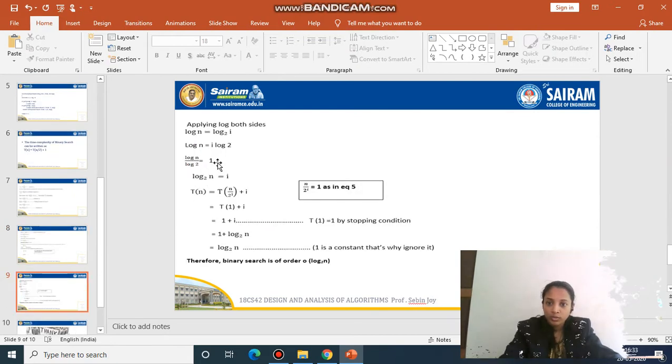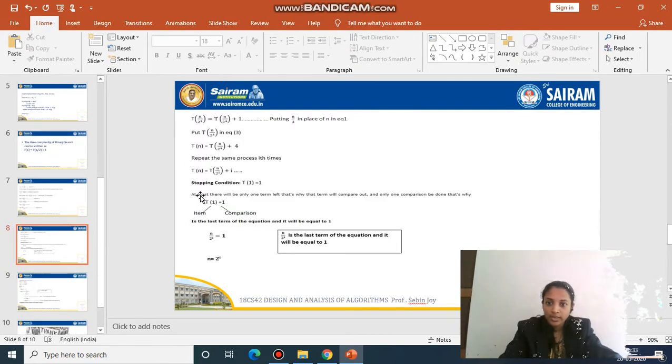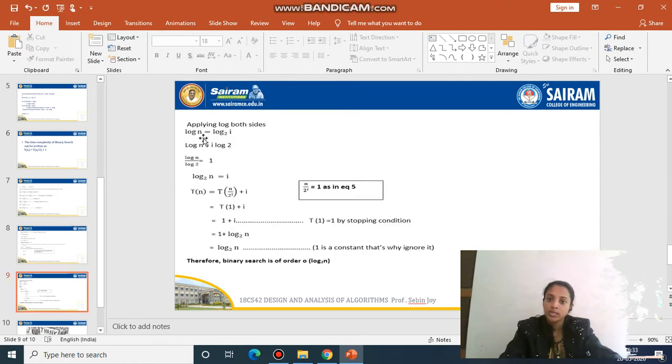When you work it out, you will get an equation like this: T of n is equal to T of n by 2 power i plus i. And the stopping condition is what? T of 1 is equal to 1, and n by 2 power i is equal to 1. You have to substitute the values to get T of n. And n is equal to what? 2 power i. And we will take log on both sides. That is log n is equal to i log 2. So i is what? log n. And after substituting the same values, you will get log n at the end.